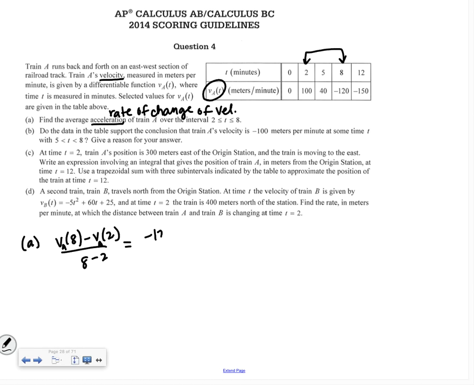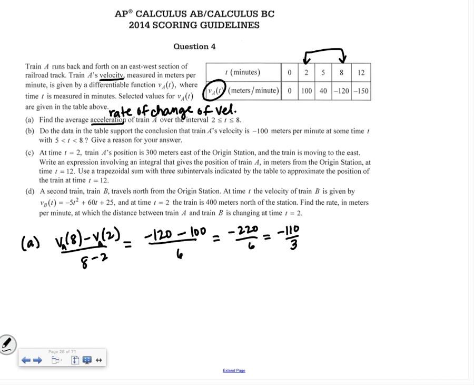So we get -120 from our table minus 100, all over 6. So we get negative 220 over 6, which reduces to negative 110 over 3. And usually these will say something like "using the correct units," but it doesn't. So you probably don't get a point for your units, but I would still put them in.